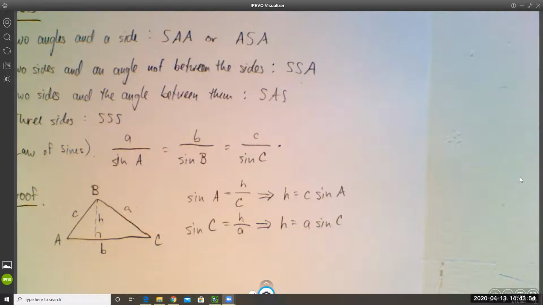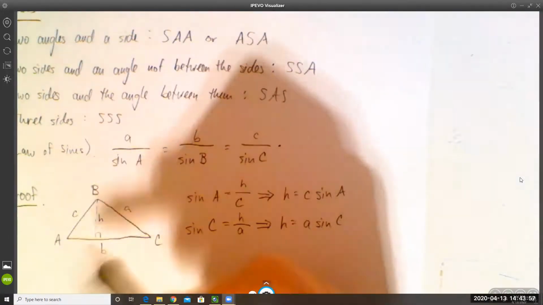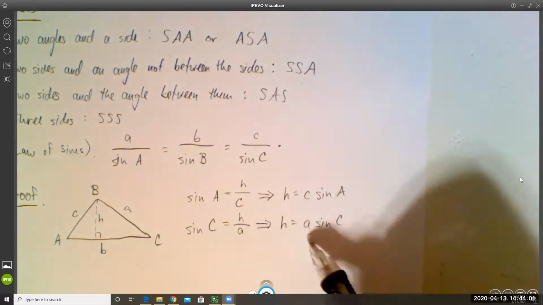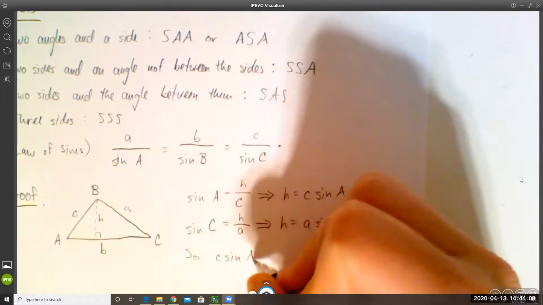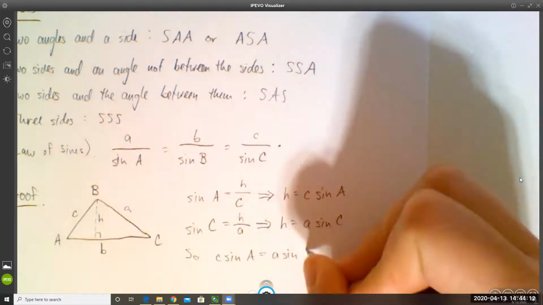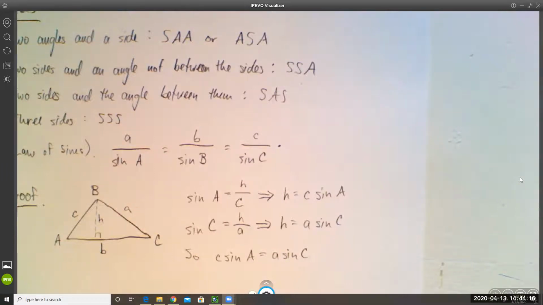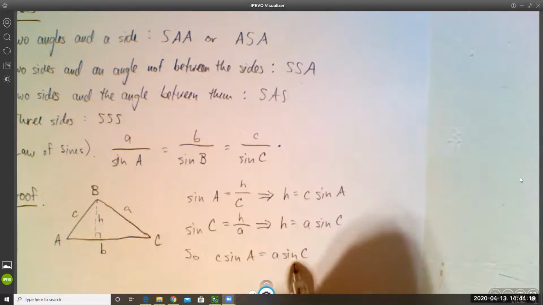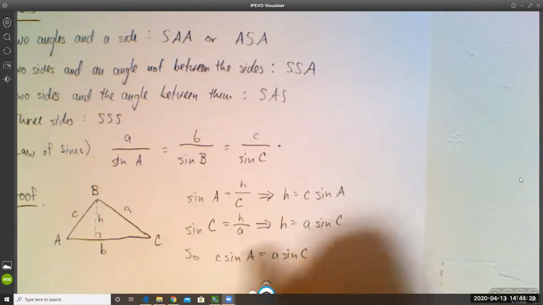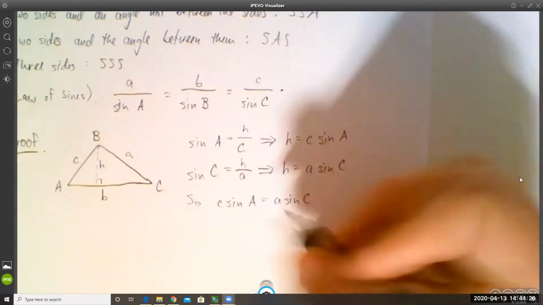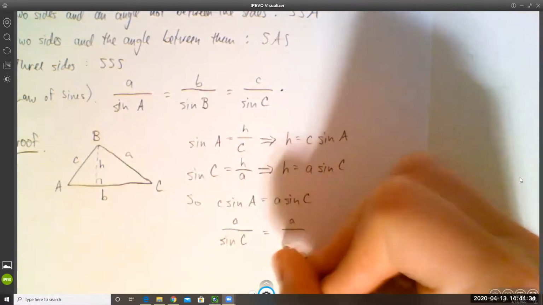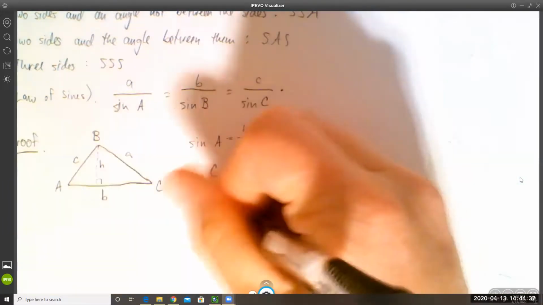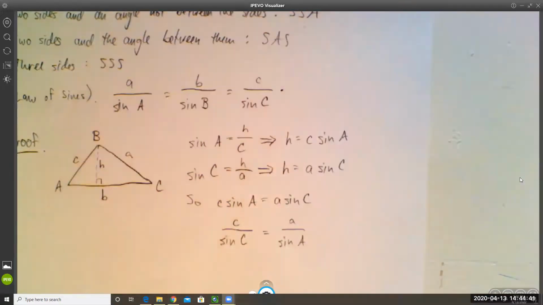But h is the same quantity, right? In both cases, h stands for this height right here. And that means that c sine A should equal a sine C. Well, if that's the case, I can divide both sides by sine C, and I can also divide both sides by sine A. And if I do that, then I end up with the statement c over sine C equals a over sine A. I can do a little bit better job of writing that c. All right, so c over sine C equals a over sine A. Sure enough.